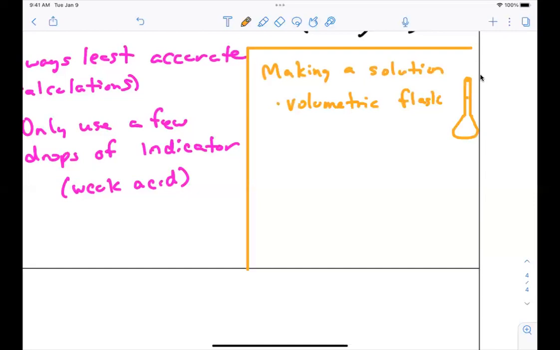Oh yes, there's a scene in Breaking Bad where he talks about a volumetric flask versus a round bottom flask, right? For heating, you never heat a volumetric flask.